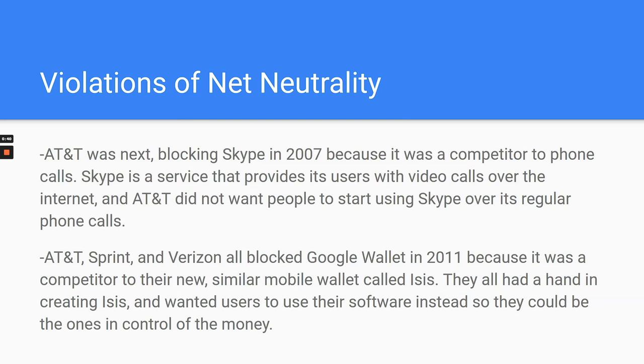AT&T was next, blocking Skype in 2007 because it was a competitor to phone calls. Skype is a service that provides its users with video calls over the internet, and AT&T did not want people to start using Skype over its regular phone calls. AT&T, Sprint, and Verizon all blocked Google Wallet in 2011 because it was a competitor to their new similar mobile wallet called ISIS. They all had a hand in creating ISIS and wanted users to use their software instead, so they could be the ones in control of the money.